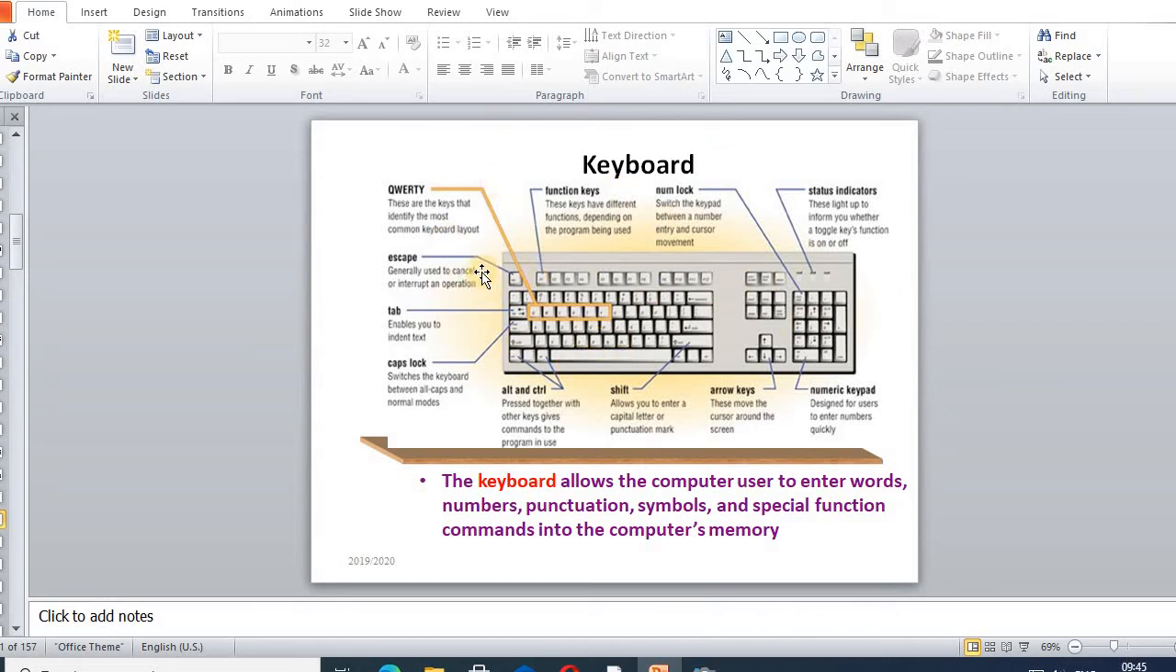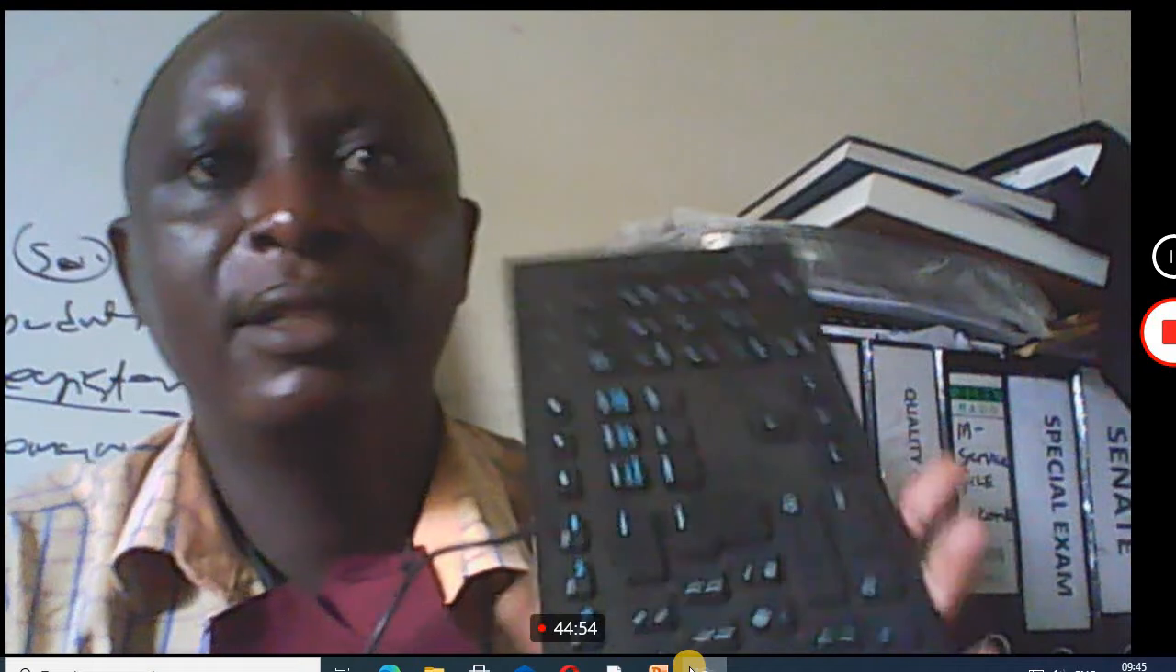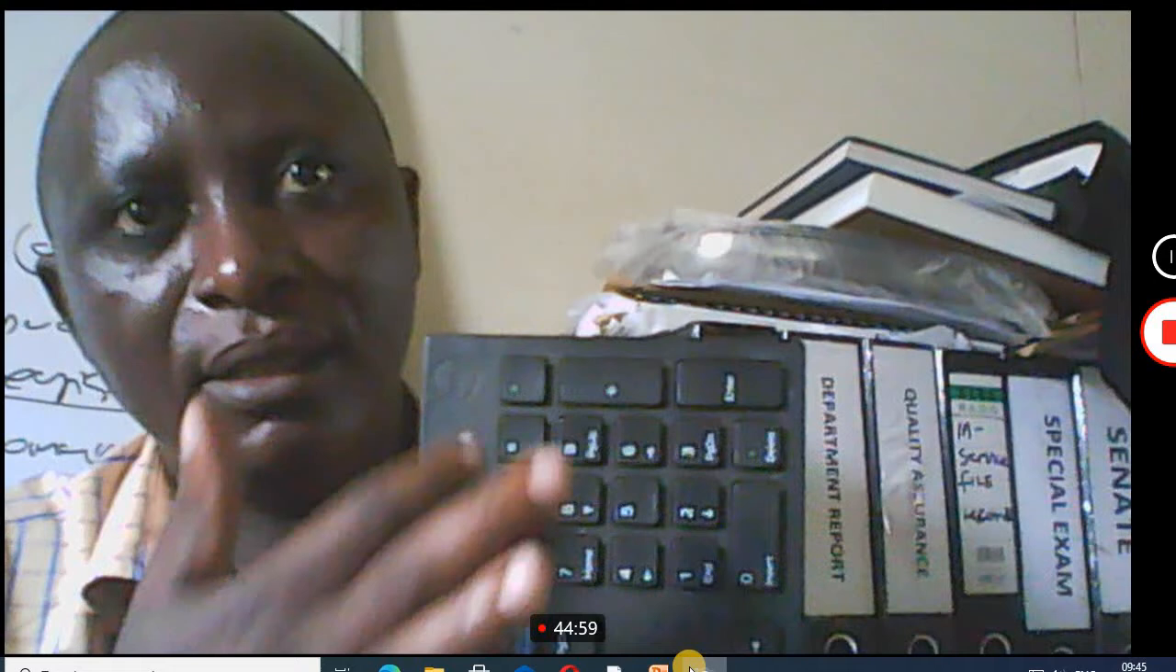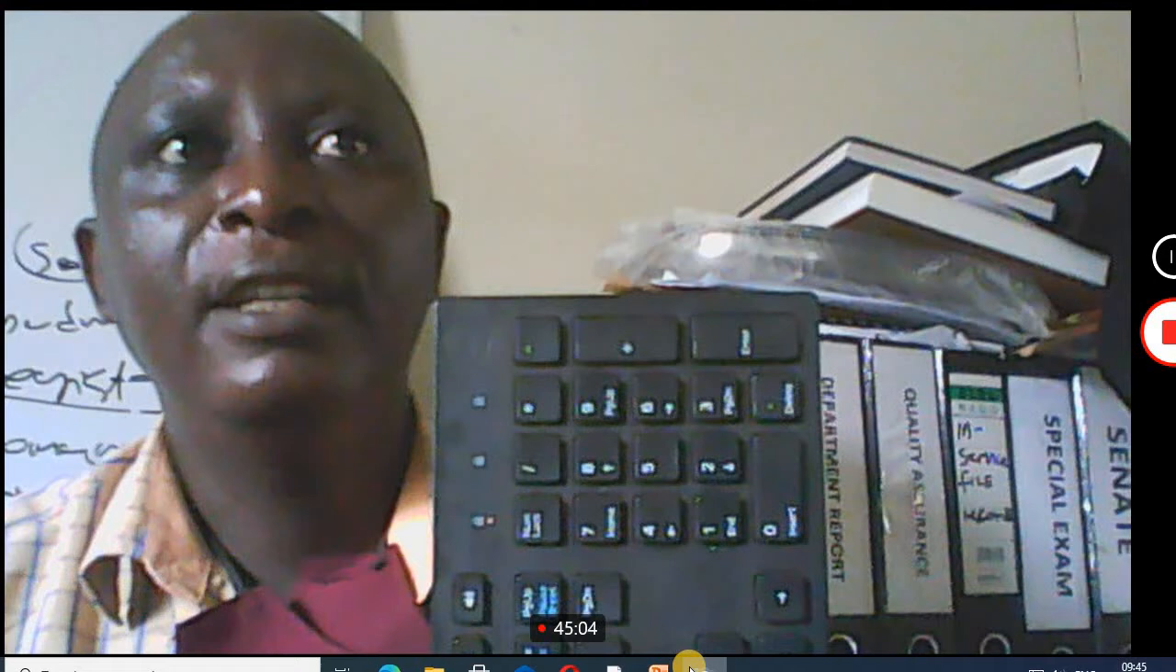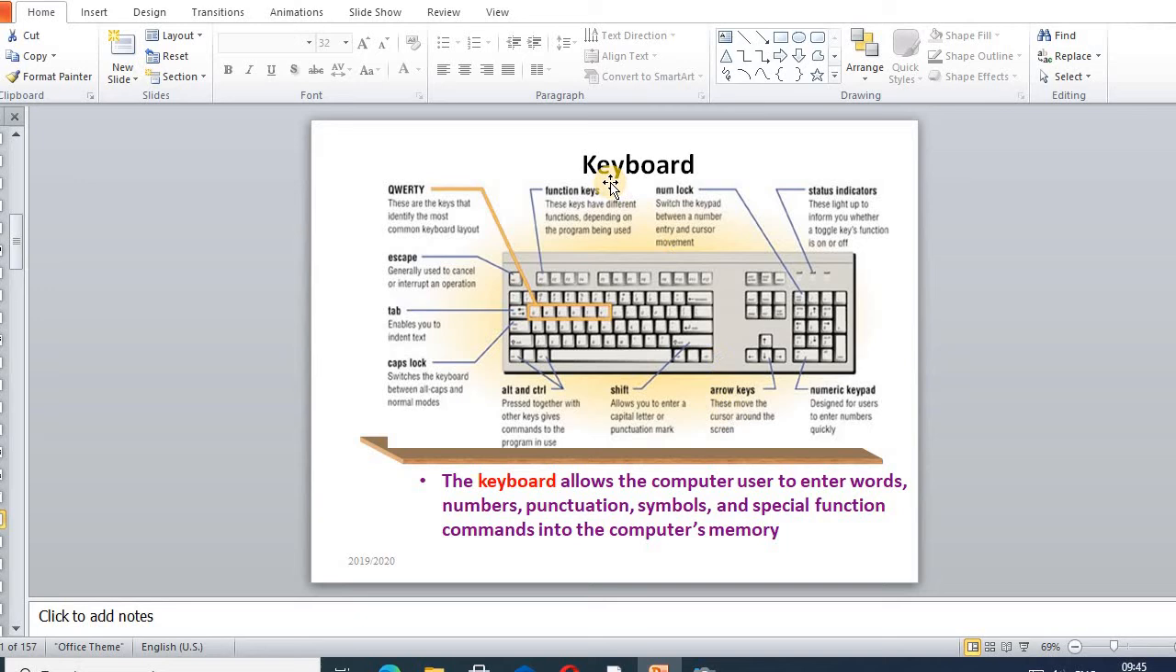This keyboard has different things that you need to note. One, we have the indicators. When we talk of the indicators, these are the colors, the lights that are lit here. You can see them on this side. Those are lights. So those are the light indicators. Are we together?